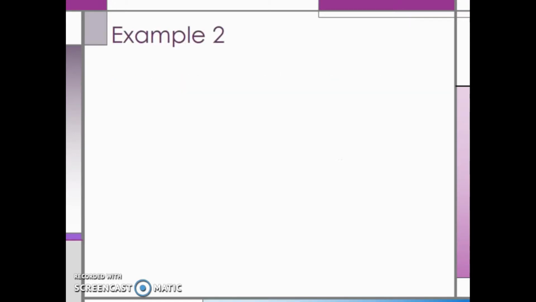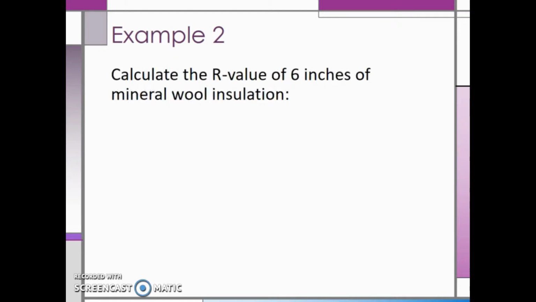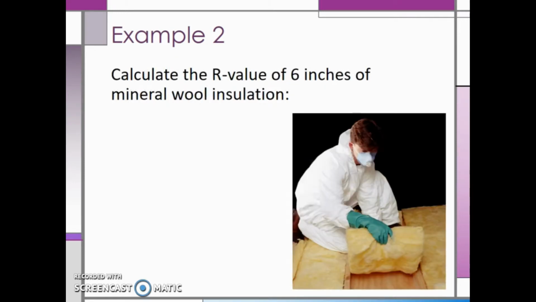Let's take a look at a calculation with R value. We want to calculate the R value of 6 inches of mineral wool insulation. Again, like we saw on the last slide, the R value is equal to L divided by K. The length is 6 inches, but length has to be in feet, so that is 0.5 feet.